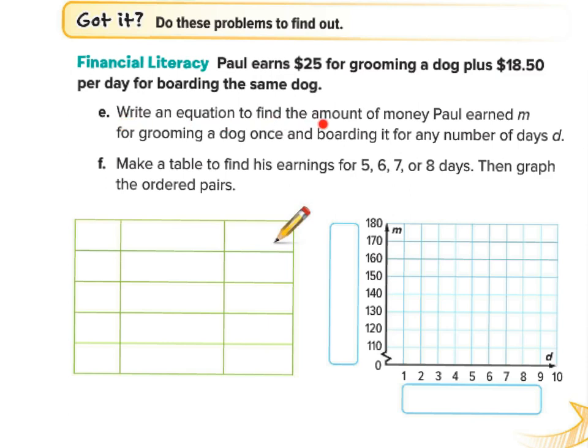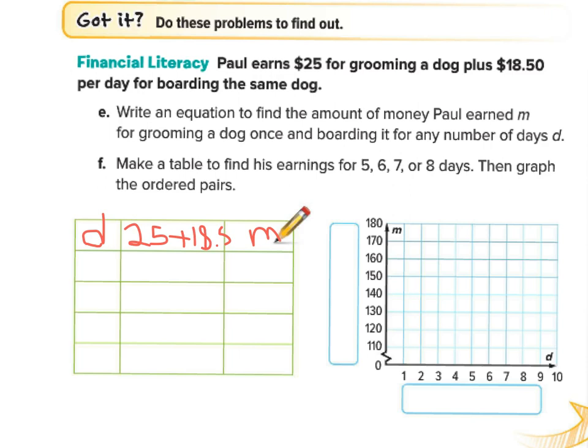Write an equation to find the amount of money Paul earned, M, for grooming a dog once and boarding it for any number of days. Okay, so the way I'm looking at this, right here in this graph, I'm going to write my number of days right here. I know that it's going to be 25 plus 18.50 times the number of days. That's what it's going to equal.